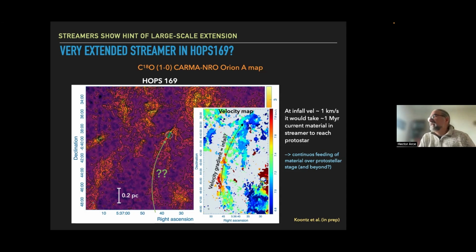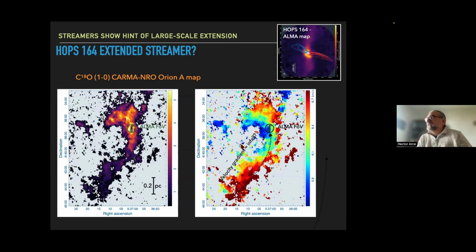And here's another one of the sources, HOPS 164, that we saw before. This is the N2D+ map. This is the ALMA field of view. You can see again that the C18O shows what appears to be an elongated structure along the same line of sight.